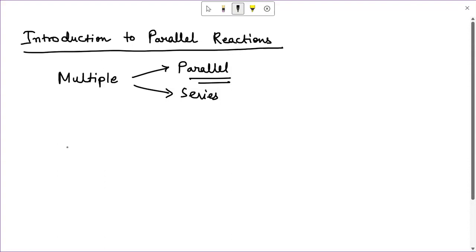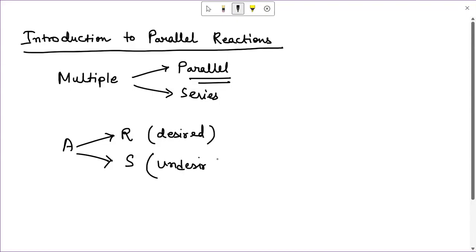Parallel means, suppose you have a reactant A, it produces R and it also produces S in parallel. Now only one of them is the desired product while the other one is undesired. This is a typical scenario for parallel reactions. Now, the target for parallel reactions is first the product distribution, and then we want to find the reactor size.